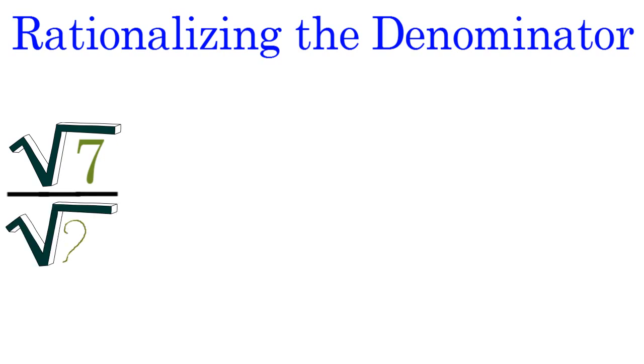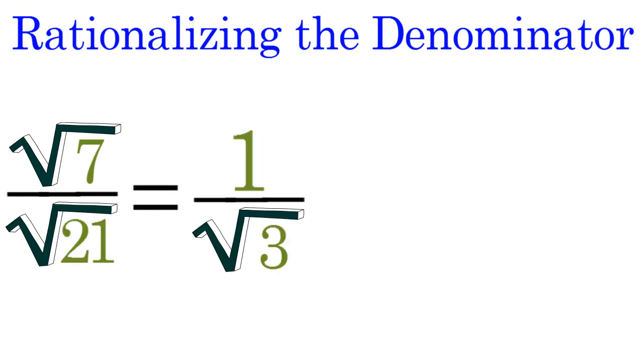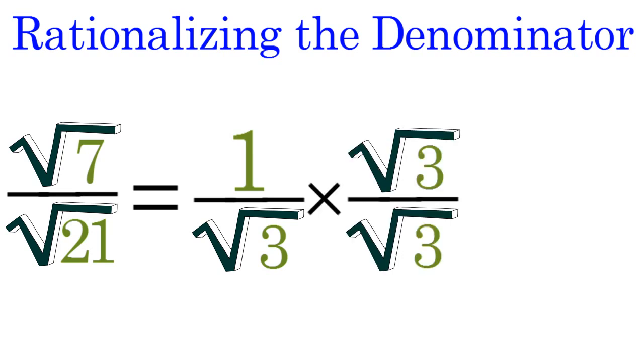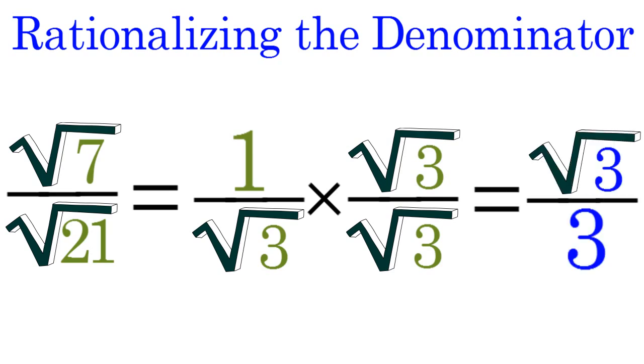In some cases, your result may include a radical in the denominator. For example, radical 7 over radical 21 equals 1 over radical 3. To rationalize the denominator, that is, to change it from a radical to an integer, multiply both the numerator and the denominator by the value of the denominator. Thus, this value equals radical 3 over 3.